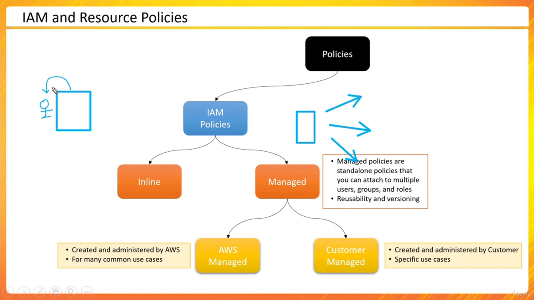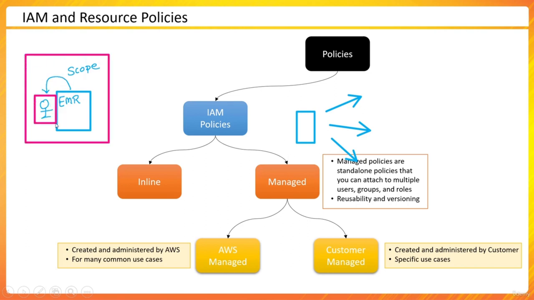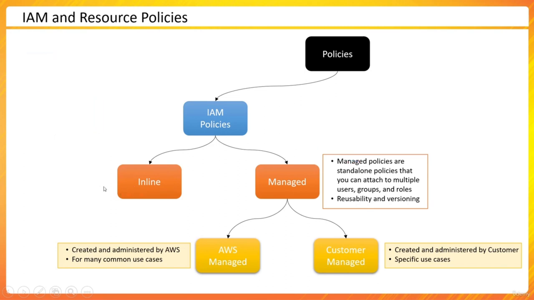What if I want to create a policy only in the context of this user, and its scope should be only this user, nothing beyond it? Maybe a very specific use case, I want to allow only this person, let's say, the EMR service, and no one else should be allowed to use that. If I put that into a managed policy, then maybe by mistake somebody may attach it to another user and they may get that type of access. So in case I have a very specific use case where I want to scope the policy down only to a specific entity, and that could be a user, group or role, that time I would use an inline policy.